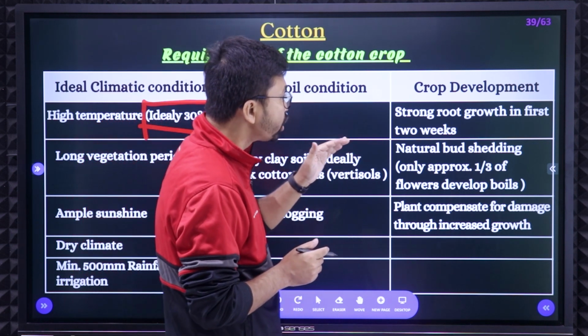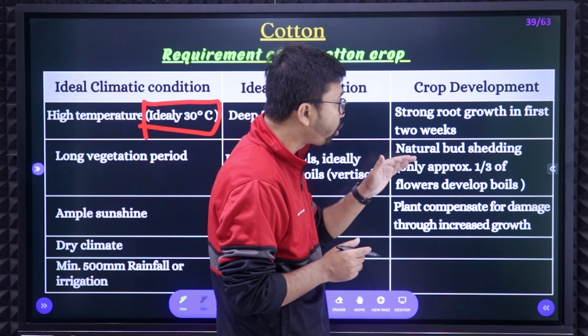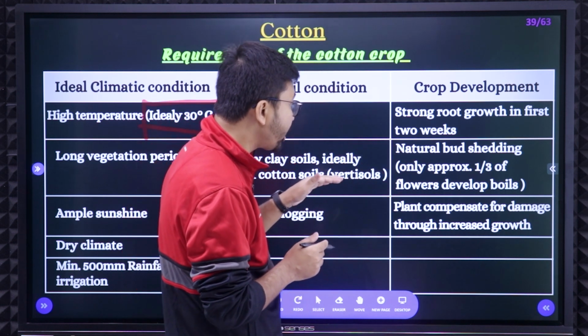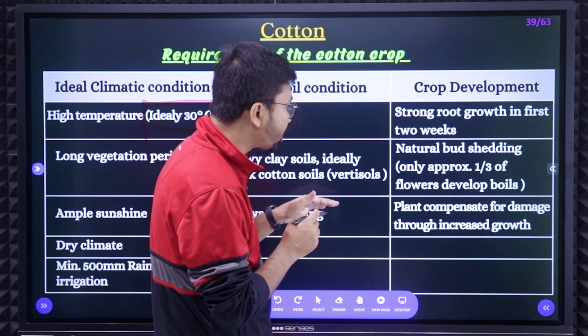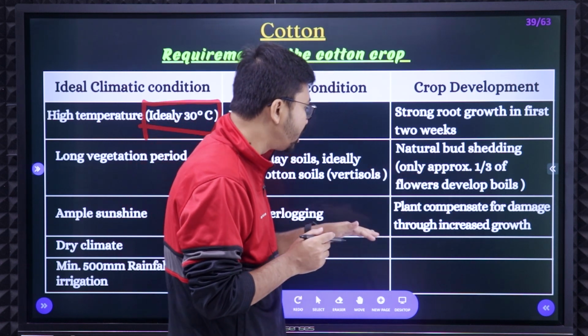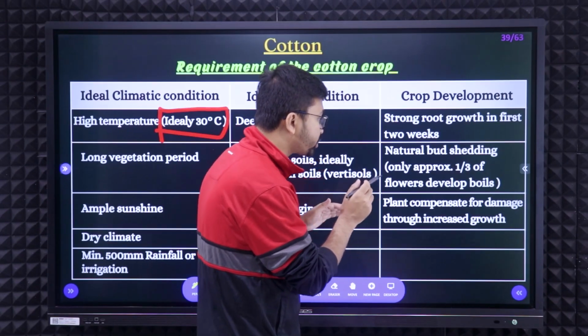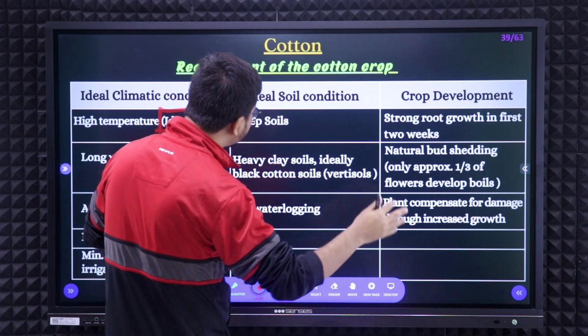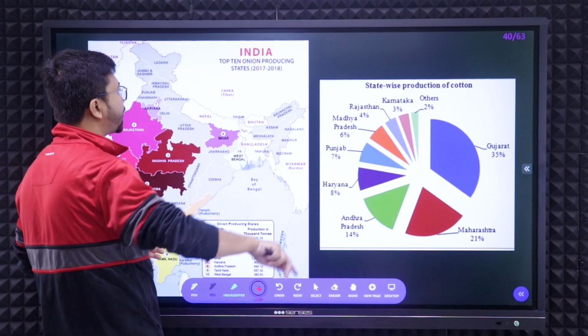In cotton development, there is strong root growth in the first 2 weeks, then natural bud shedding, and only approximately one third of the flowers develop bolls, and the plant compensates for damage through increased growth. So those are the conditions required for cotton cultivation.